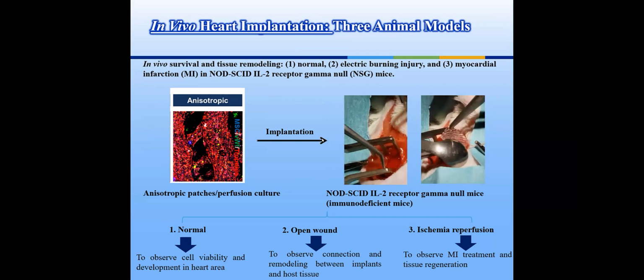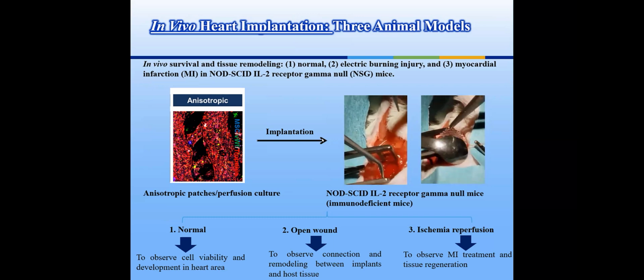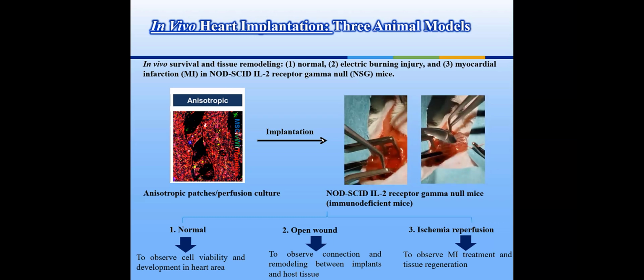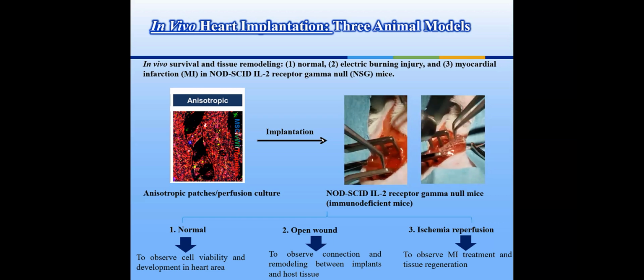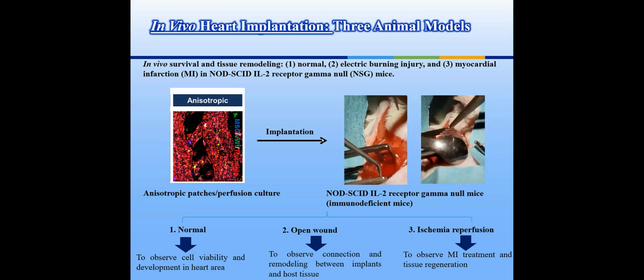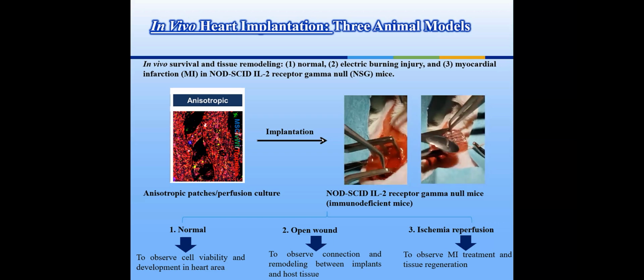So the second one is a very simple injury. It's called electric burning injury. We create some wound area on the surface of the heart. We want to evaluate the integration of the patch with the mice heart, whether there is some cell migration, vascularization like that. The last one is the model we really want to evaluate. It's called the myocardial infarction model. So that mimics the real disease. And then we attach the patch there.